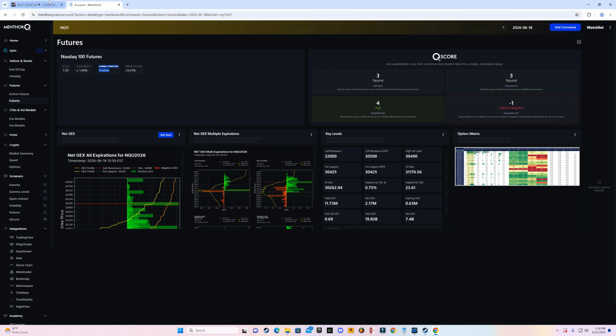If we are in positive gamma, again, we're going to expect failed auction setups. And if we are in a negative gamma condition, we're going to expect breakouts and volatile market conditions.